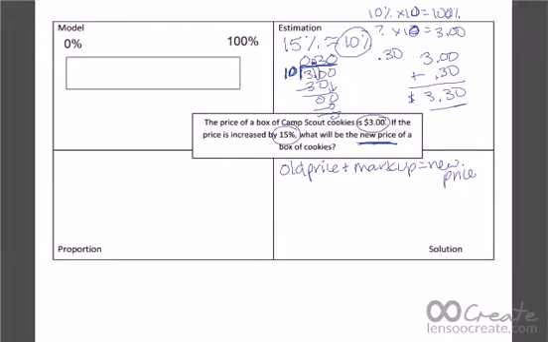All right. So now I'm going to look at my bar model. So I know 100% is $3. I know 0% is $0. And we already know that 10% is 30 cents.